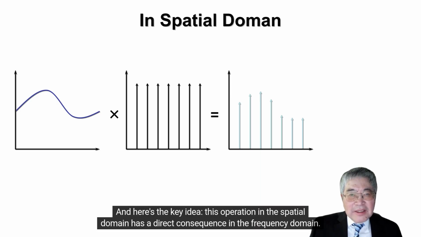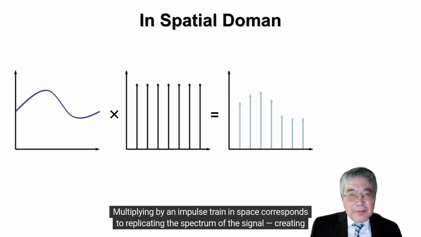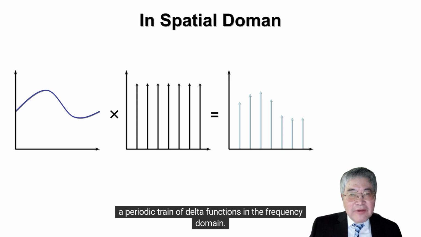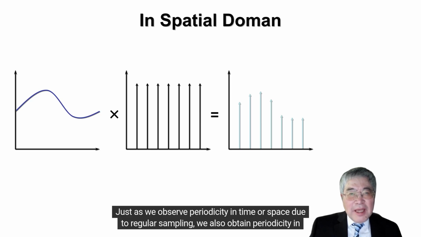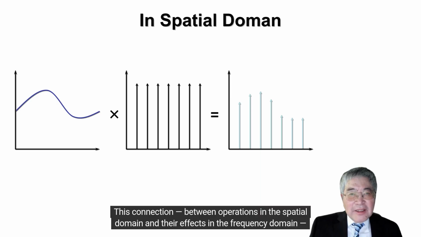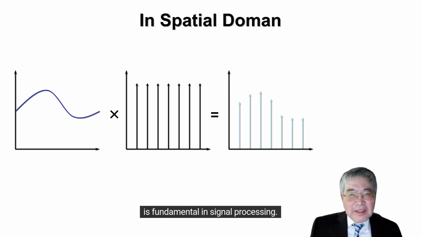The rest are discarded. In the spatial domain, sampling is essentially a pointwise multiplication of the signal with an impulse train. And here's the key idea. This operation in the spatial domain has a direct consequence in the frequency domain. Multiplying by an impulse train in space corresponds to replicating the spectrum of the signal, creating a periodic train of delta functions in the frequency domain. Just as we observe periodicity in time or space due to regular sampling, we also obtain periodicity in frequency. This connection between operations in the spatial domain and their effects in the frequency domain is fundamental in signal processing.